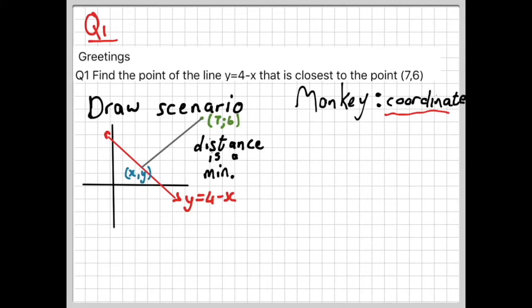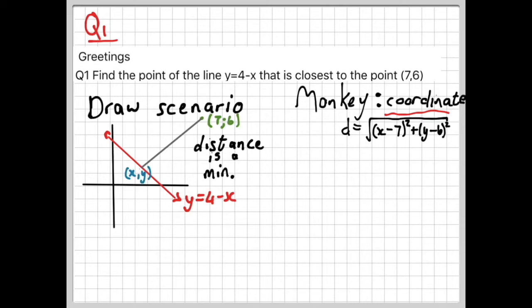So let's have a look at the distance, because they say it's the closest point. So I would like to go towards distance. Now the distance formula, you guys all know, you guys and ladies.